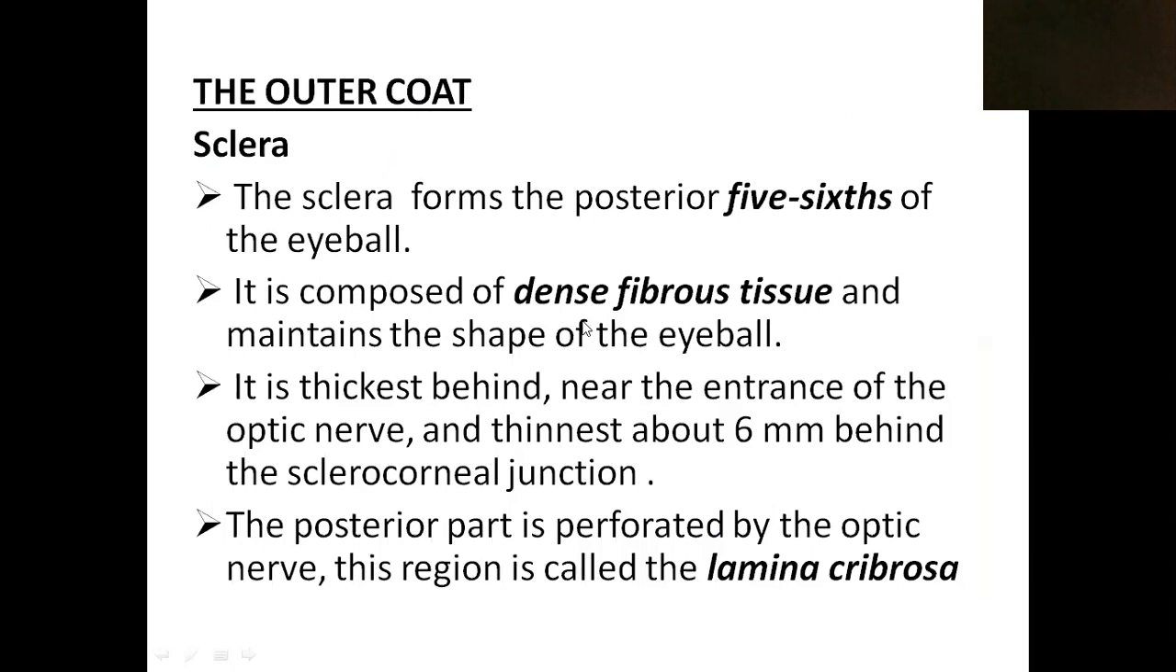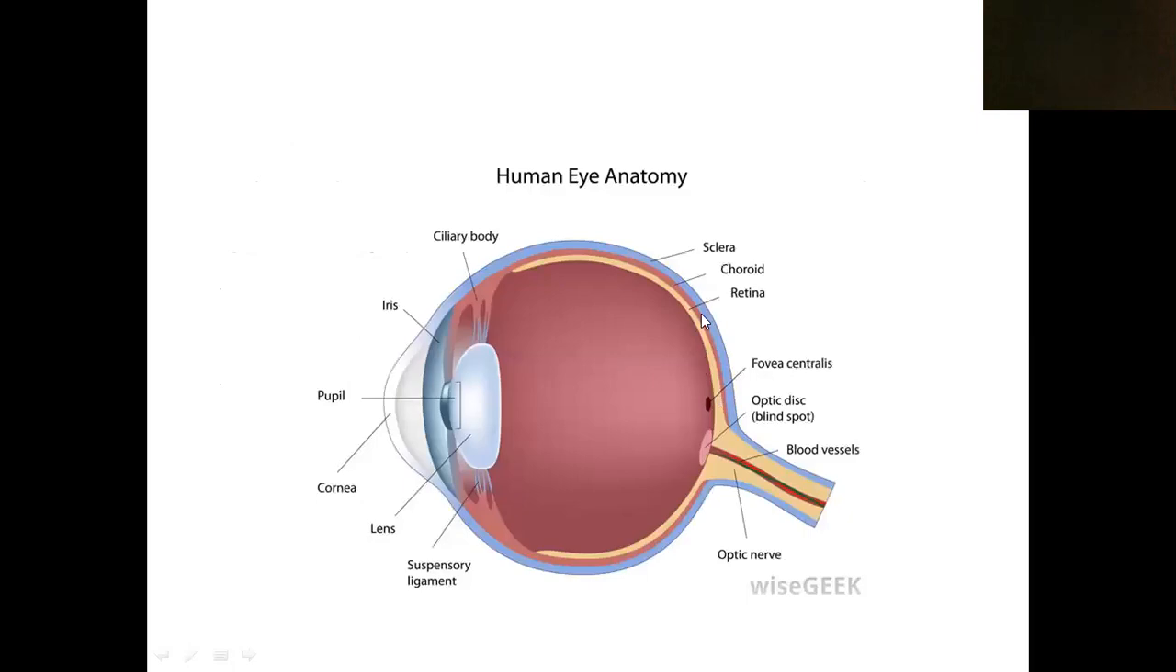The posterior 5/6 is made up of sclera, and it is made up of dense fibrous tissue. What is meant by dense fibrous tissue? It is made up of fibrous tissue, and it is dense because the fibers are compactly packed or closely packed. Its posterior part is thick and its anterior part is thin. See this part, the posterior part is the thickest part. But this posterior part is pierced by the rootlets of the optic nerve, the optic nerve fibers. As a result, the same part is the weakest part.